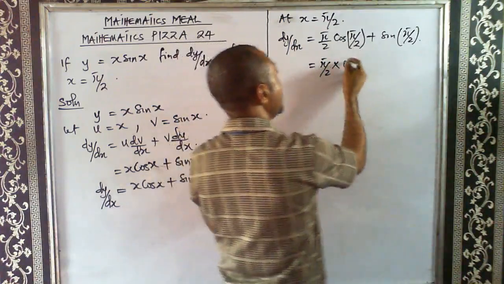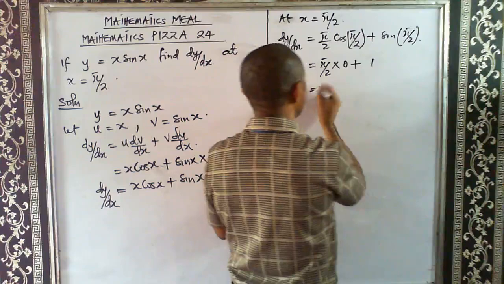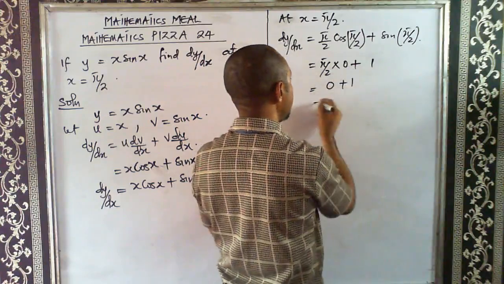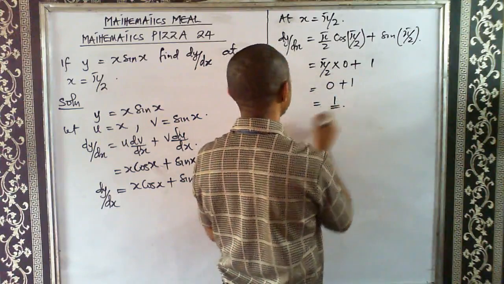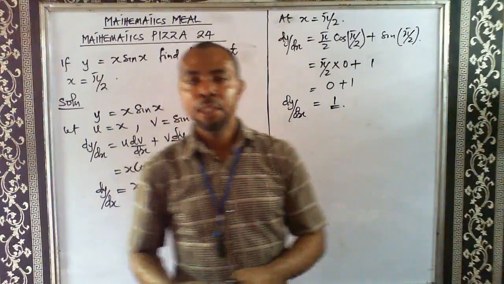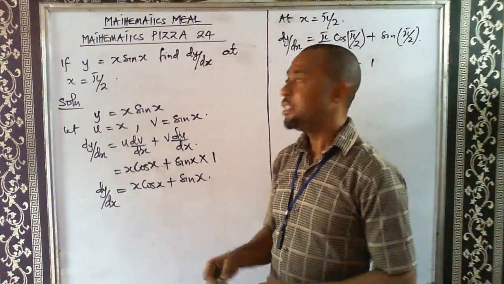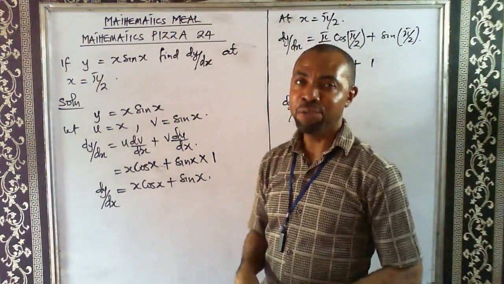So we have 0 plus sine 90 is 1. So pi over 2 times 0 is 0, plus 1. Then I'm left with 1. So dy dx is equal to 1 in this question. So we have just differentiated this particular pizza and we got 1.